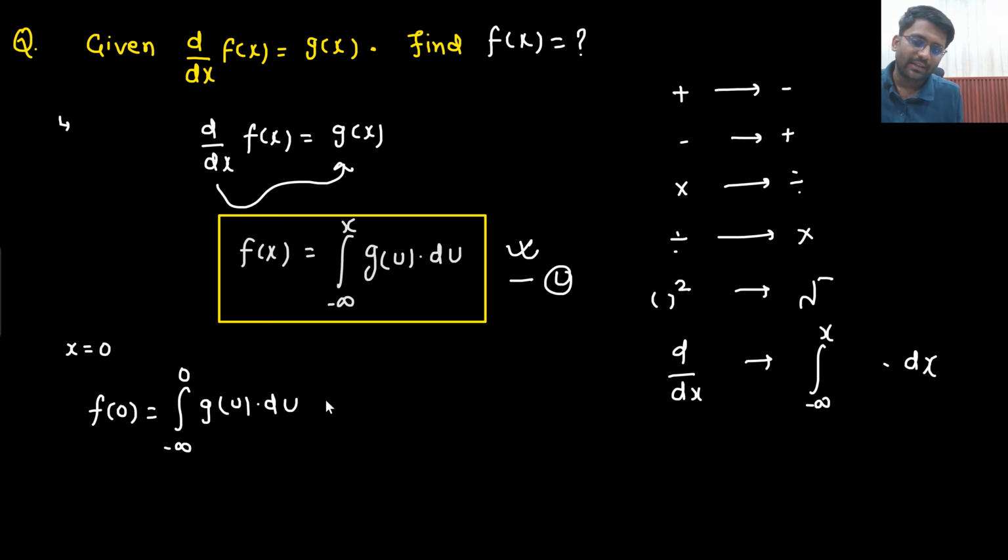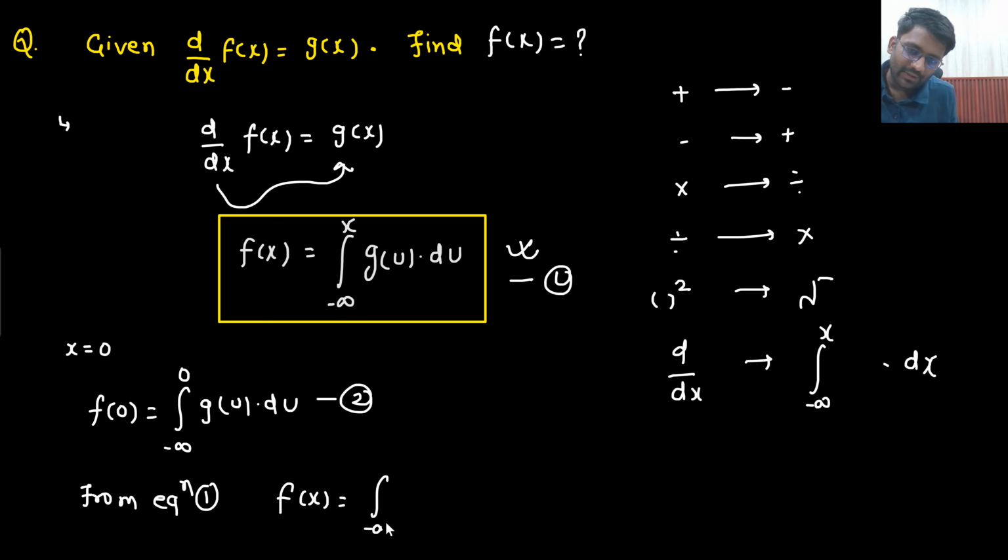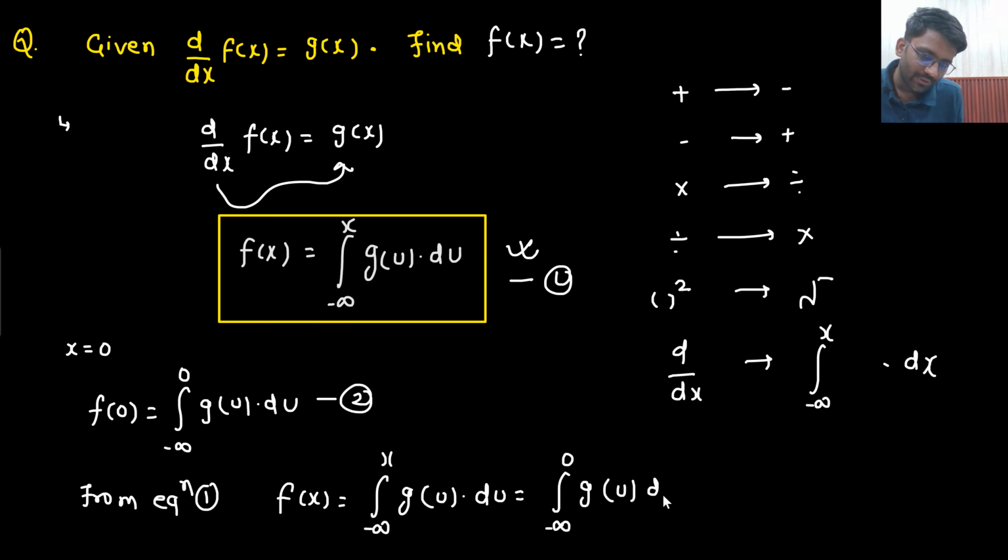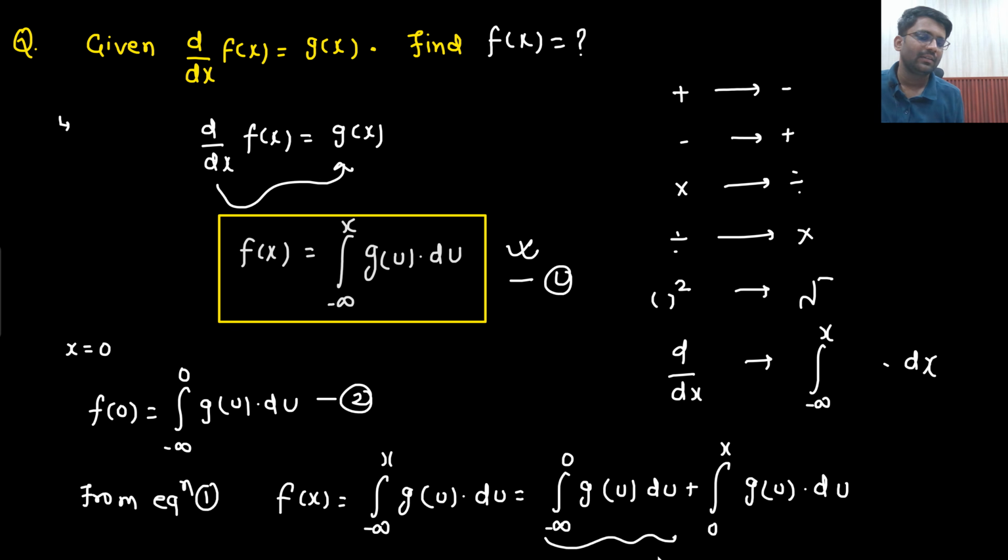Let's keep this as equation 1 and this as equation 2. Now, from equation 1, what is your f(x)? Sir, f(x) is nothing but the integral from minus infinity to x of g of u du. So what I am doing now is breaking the limit: from minus infinity to 0 of g of u du, plus from 0 to x of g of u du. Say yes or no. Can I break the limit like this, from minus infinity to 0, then from 0 to x? Now what is this, minus infinity to 0 of g of u du? That is nothing but f of 0 only.